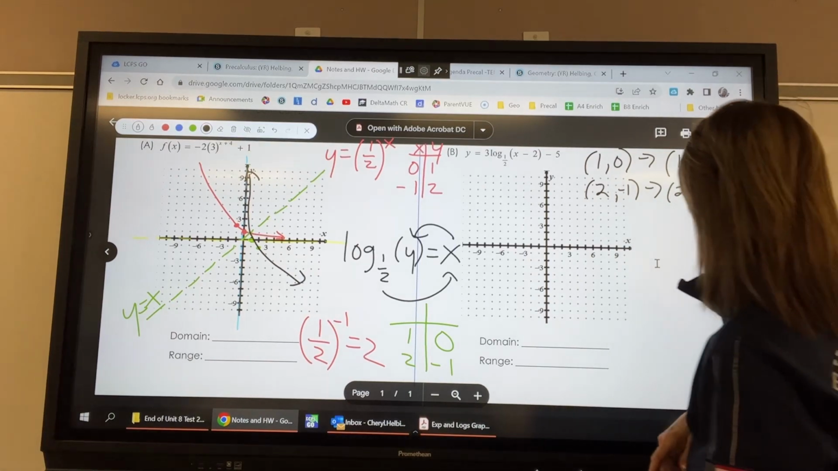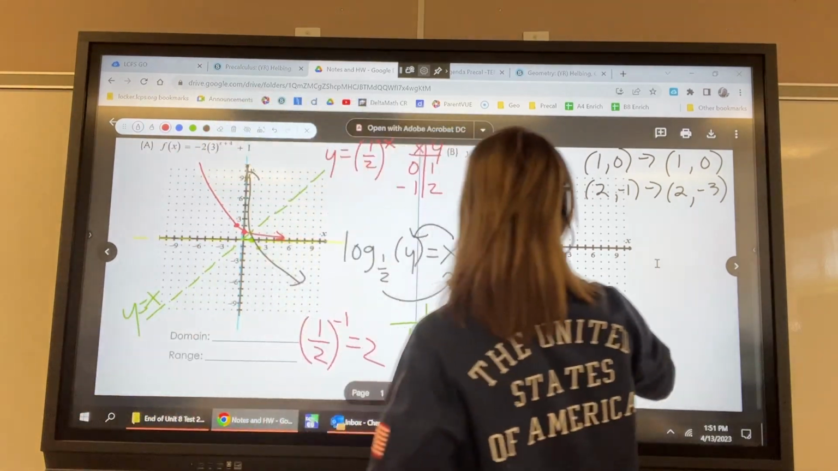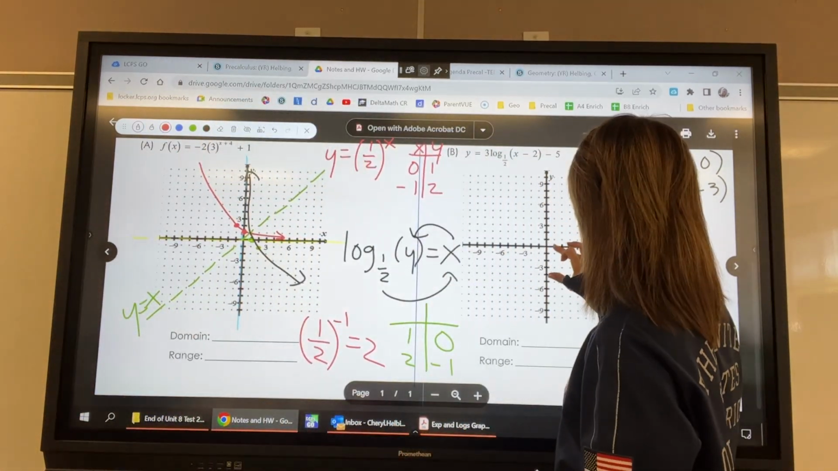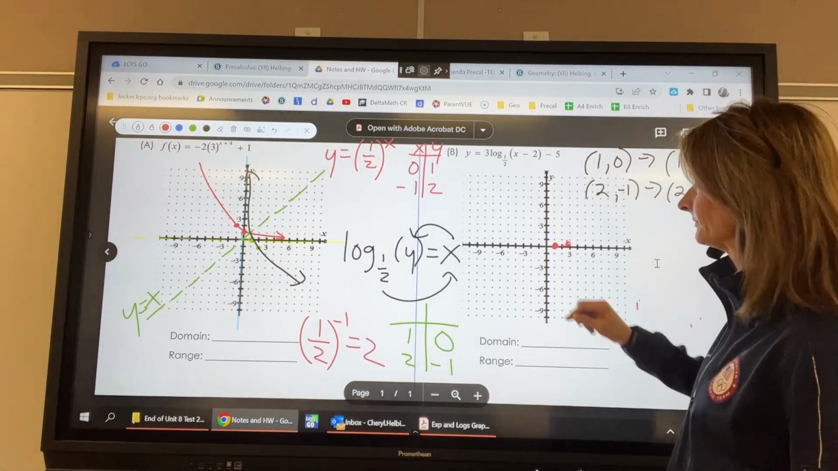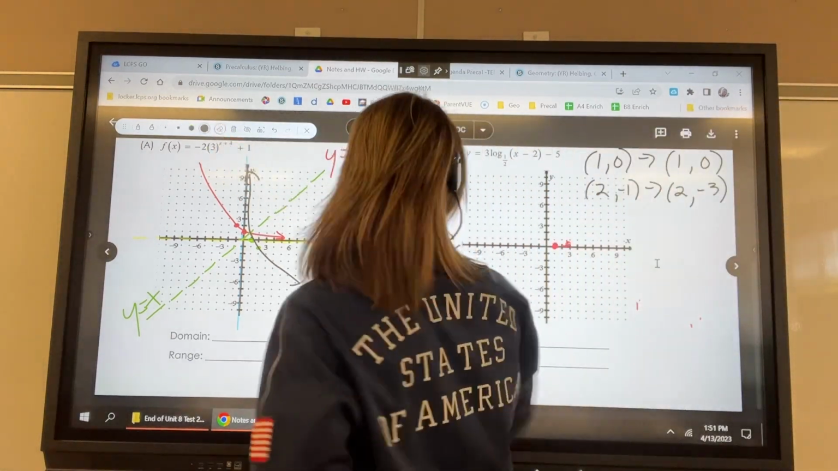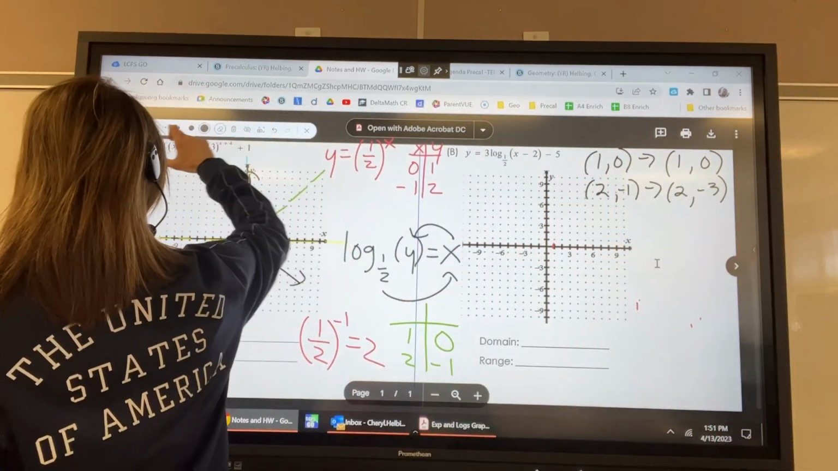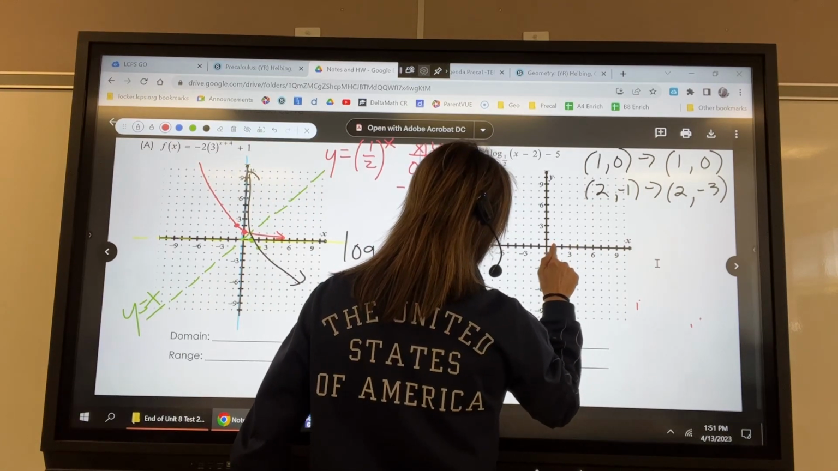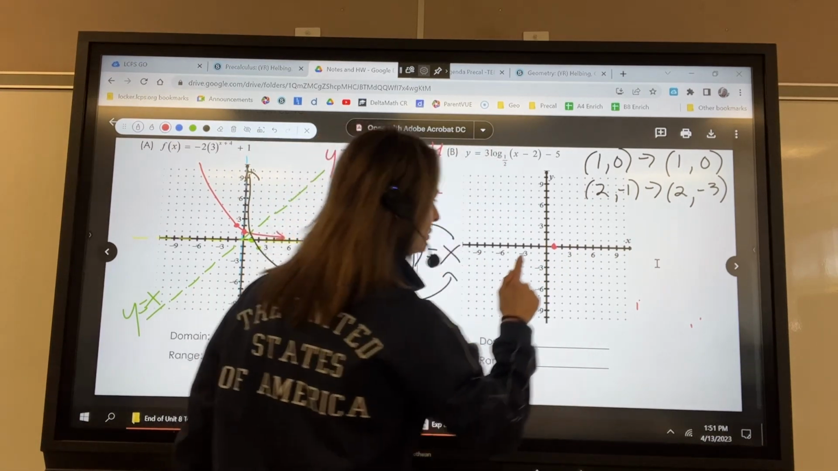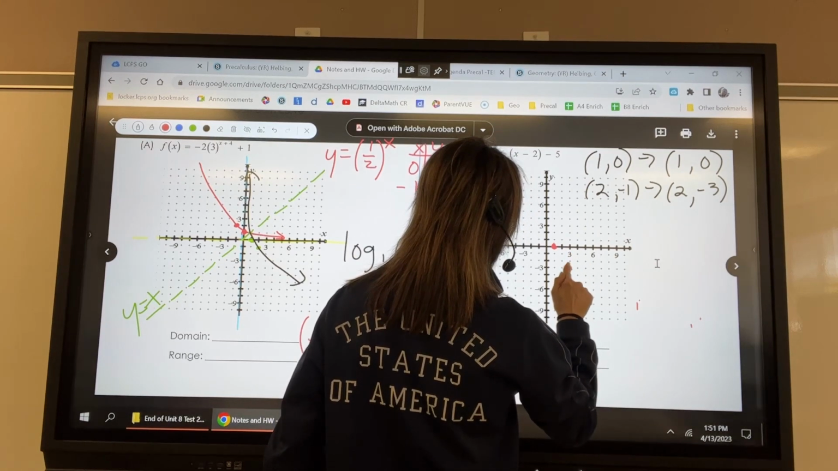So let me plot those, in a different color. So 1, 0, right there. Okay, that didn't work. It's fine. All right, 1, 0, and then 2, -3. 1, 2, 3. Right there.